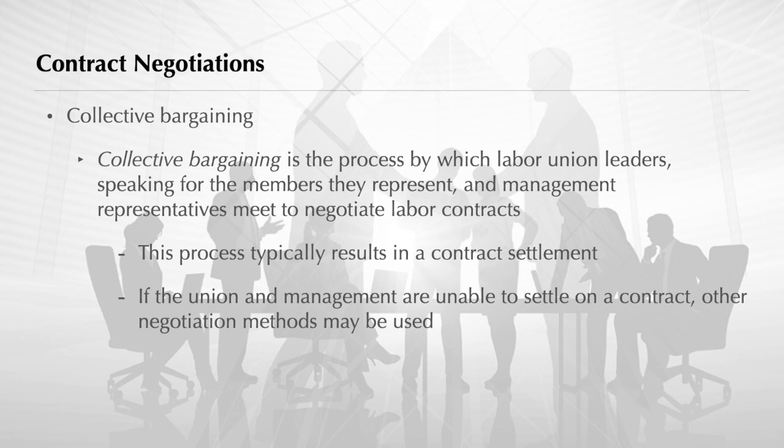You have learned about the major issues in contract negotiations. How do union representatives and management arrive at an agreement on these issues? When negotiating a new contract with management, union leaders speak for all the members they represent. During this process, known as collective bargaining, union and management representatives meet to discuss their goals and offer solutions and compromises. In most cases, collective bargaining results in a contract settlement. At times, however, other negotiation methods must be used.